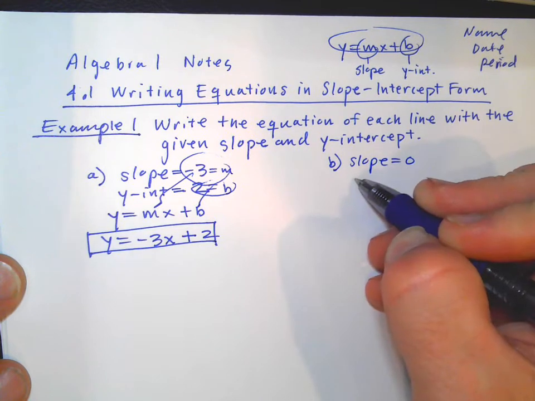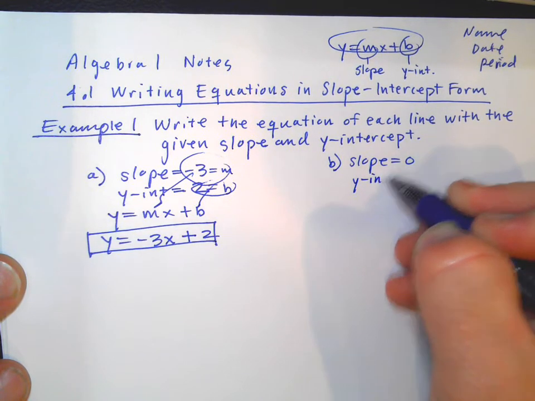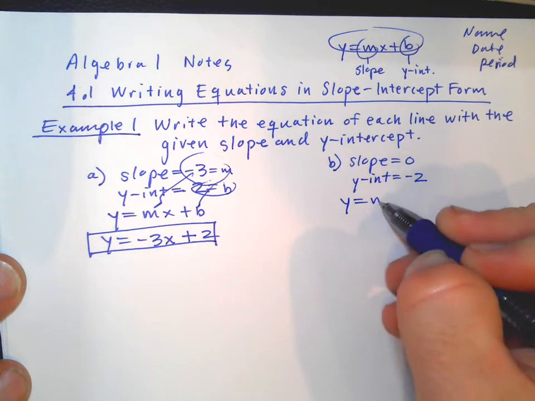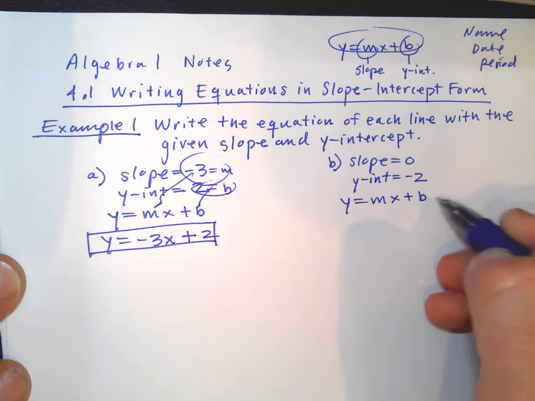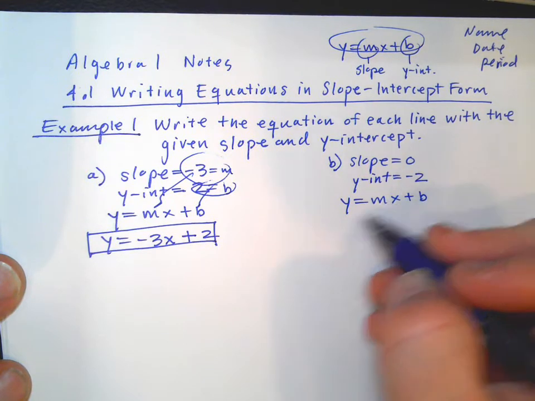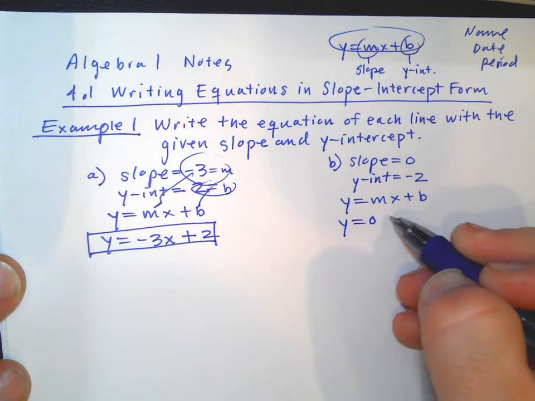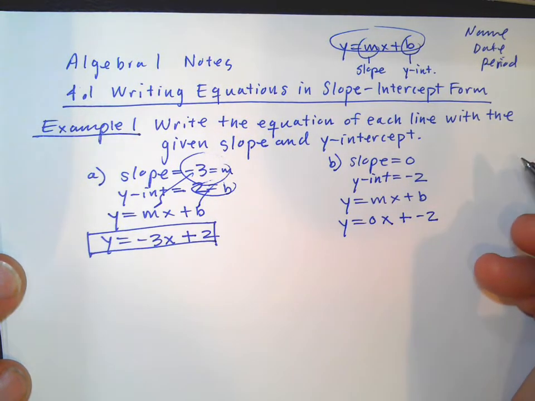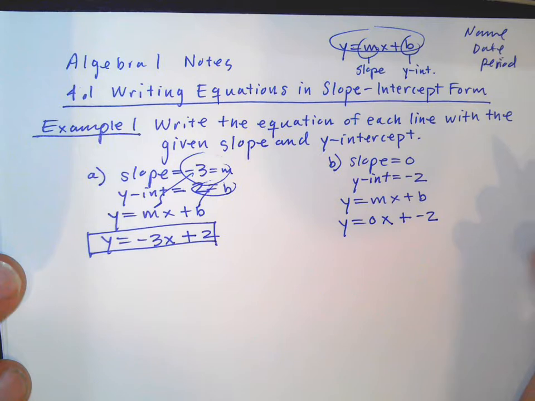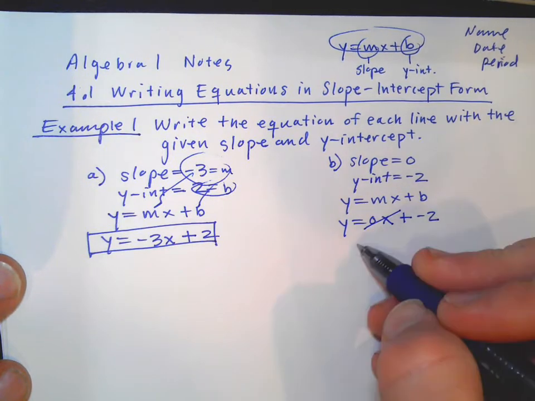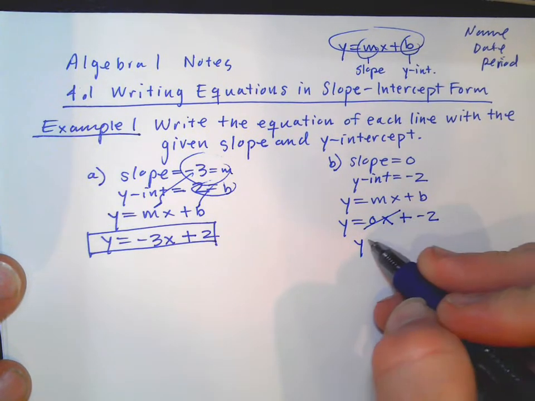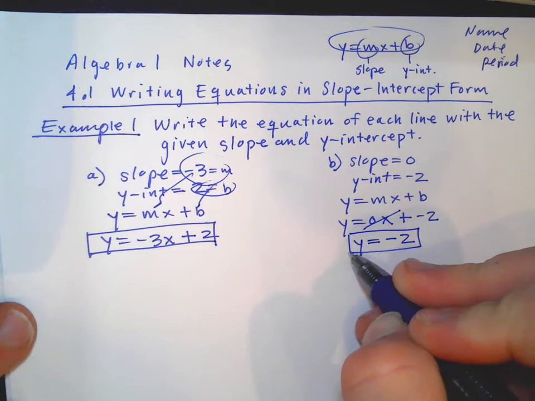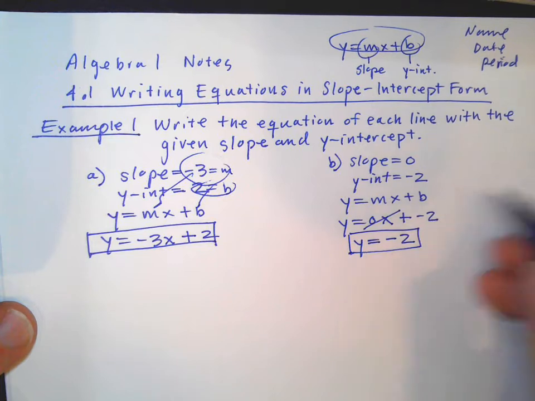Slope equals 0. Y-intercept equals -2. We're going to write it into y equals mx plus b, slope-intercept form. We're going to plug a 0 in for the m, and a -2 in for the b. Now we can simplify this. 0 times anything is 0. And plus negative is the same thing as just negative or minus. So this equation ends up just being y equals -2. So we want to simplify our answers.